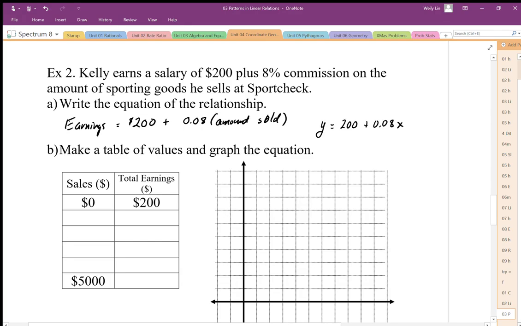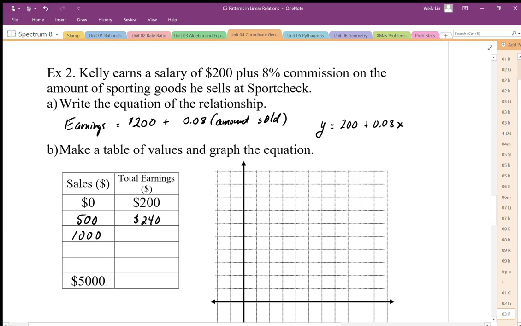When we plug in 0, we get $200. When we plug in, let's start with 100. Actually, let's go up by more than that. Let's go up by like 500. So if I sell $500 worth of stuff, I'm going to make about 40. How much is that going to be? So for $100 it's going to be $8. So for $500 it's going to be $40. So I'm going to earn $240.